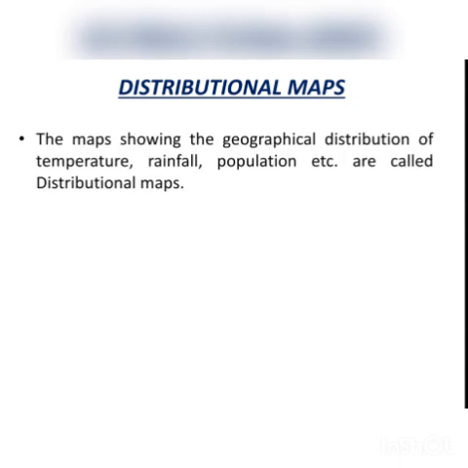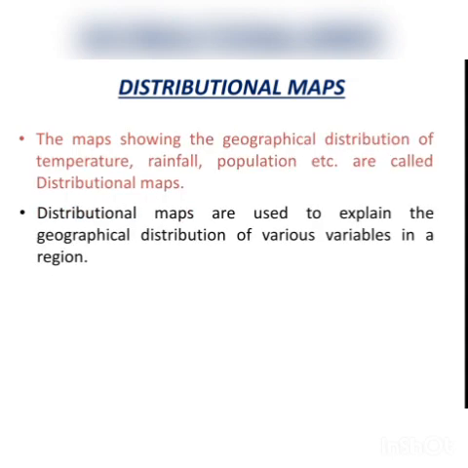Let us understand distributional maps. The maps showing the geographical distribution of temperature, rainfall, population, etc. are called distributional maps. Distributional maps are used to explain the geographical distribution of various variables in a region.